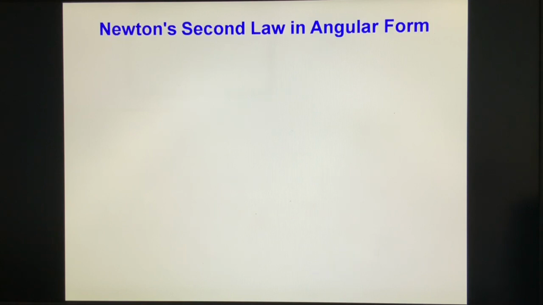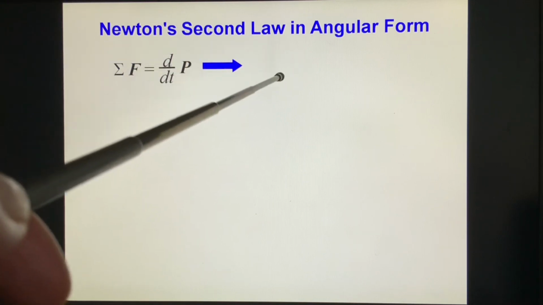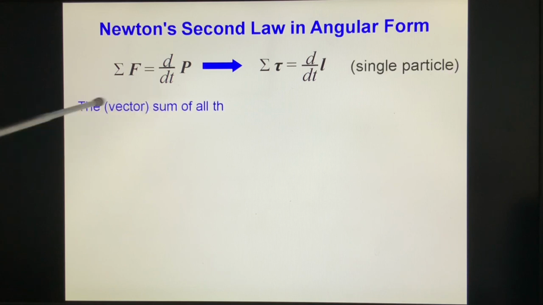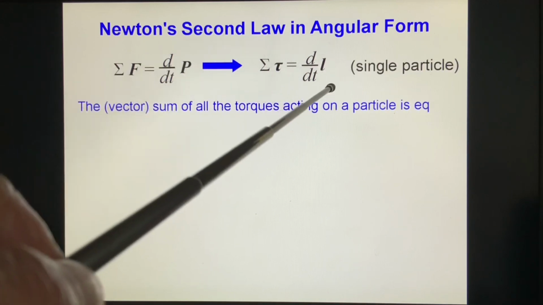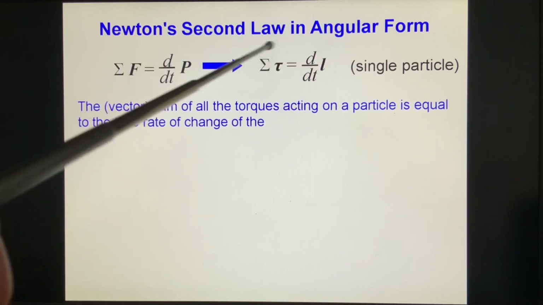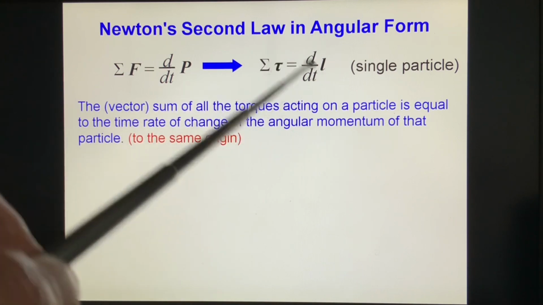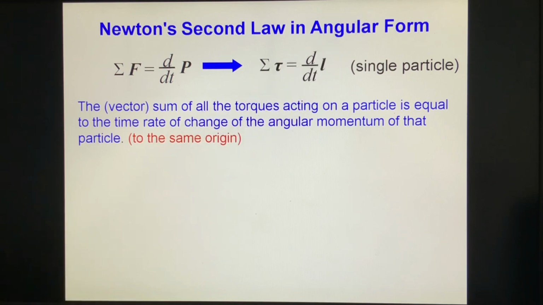Newton's second law in angular form. We know Newton's second law in linear form: sigma F equals dp dt, where p is the linear momentum. When we do the angular version, it is sigma tau equals dL dt for a single particle. Now let's prove it. What does this mean? This means the vector sum of all torques acting on a particle is equal to the time rate of change of the angular momentum of that particle, of course about the same origin.